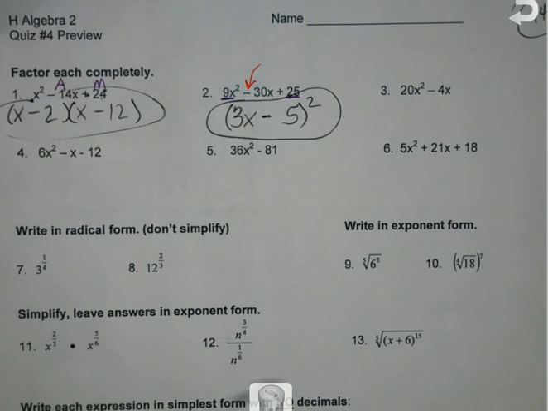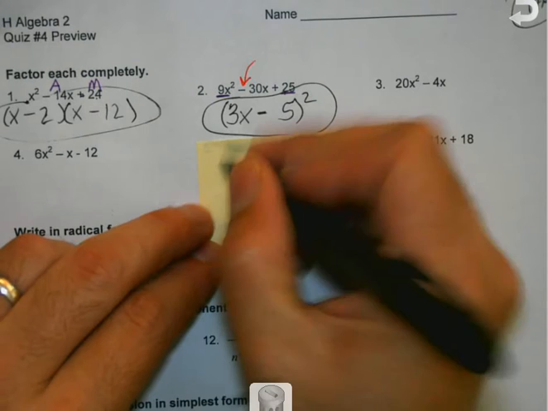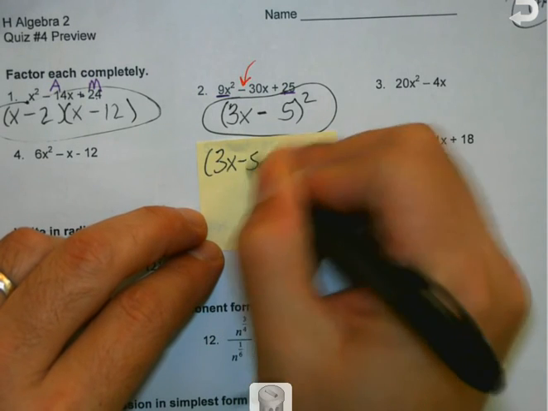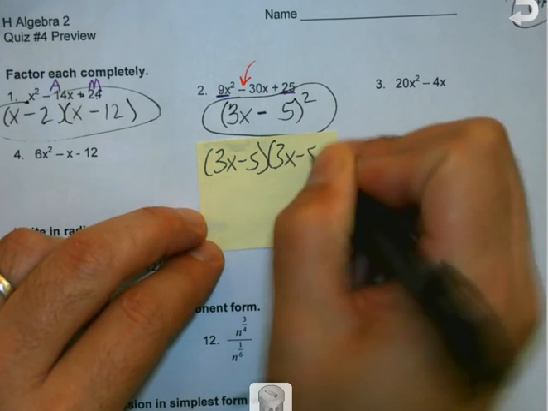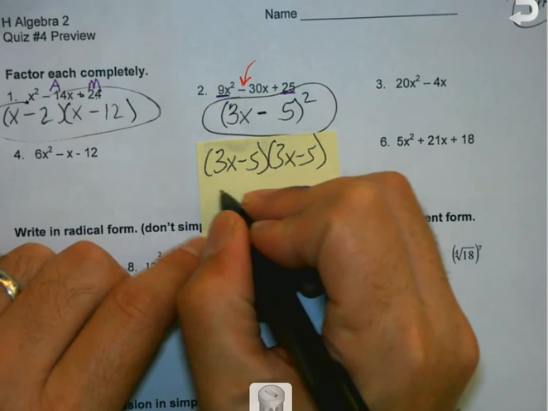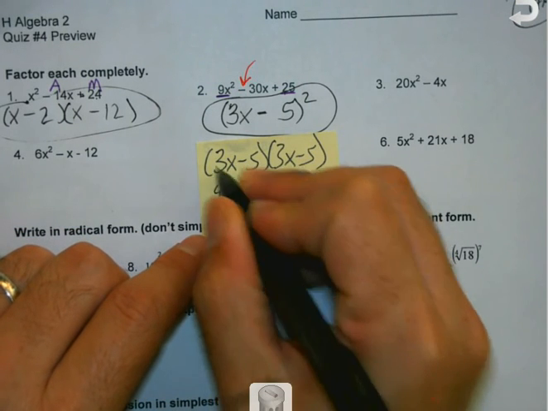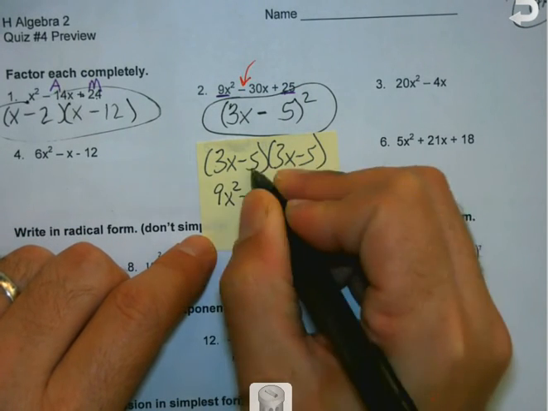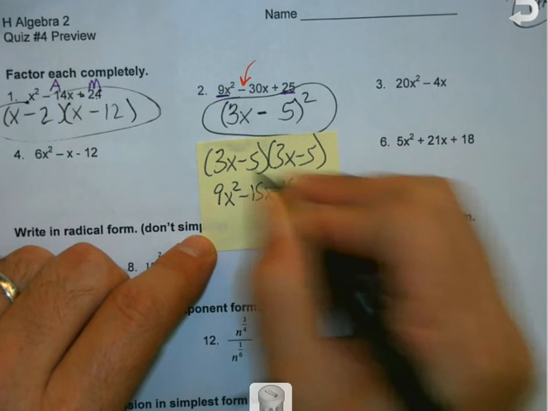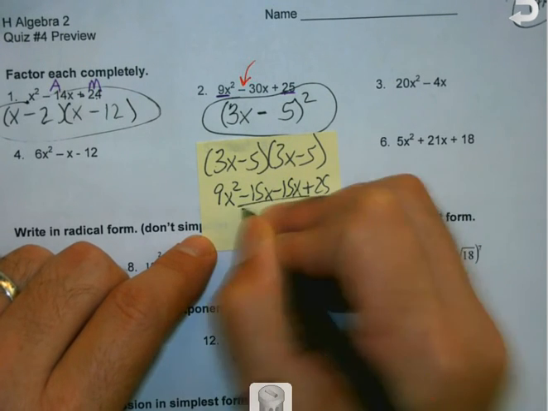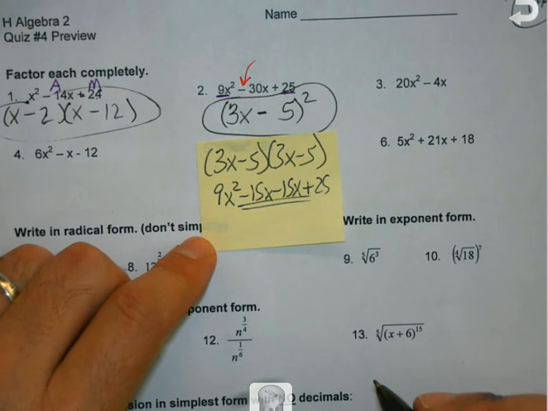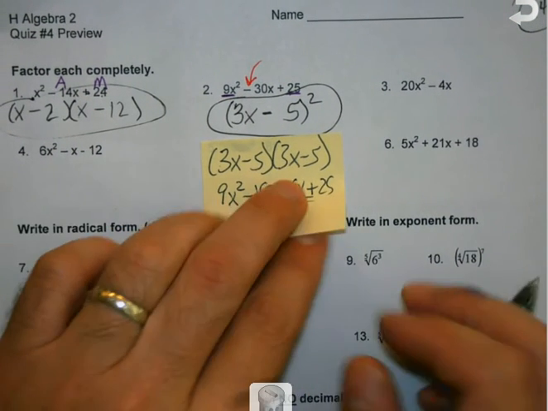Now, for some of you watching this and going, now wait a minute, where did the minus 30 go? Remember, 3x minus 5 quantity squared means that in actuality, I have two of these. And if I go through and I FOIL it, outside, inside, last, there's my negative 30x. So it's still there, it's just in a compacted form. So something to keep in mind.